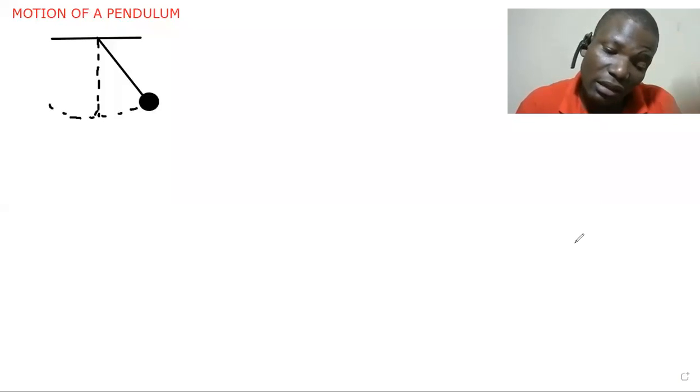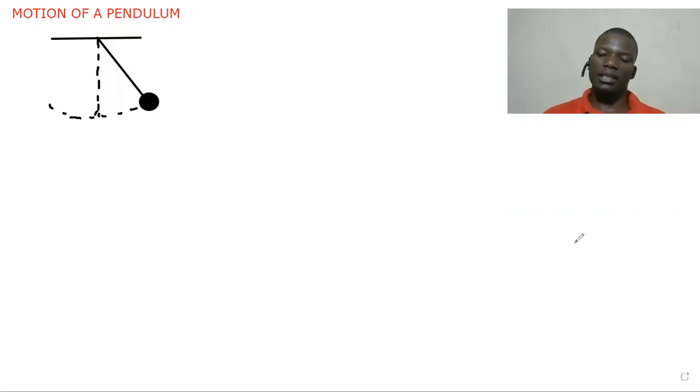We now look at motion of a pendulum. I think in the first session we mentioned that under vibration we were going to touch also the motion of a pendulum, and here we're going to see if it obeys simple harmonic motion. Now we have a pendulum. So we have a mass M here, and the angle theta, and we have the length of the string. So this pendulum is swinging.